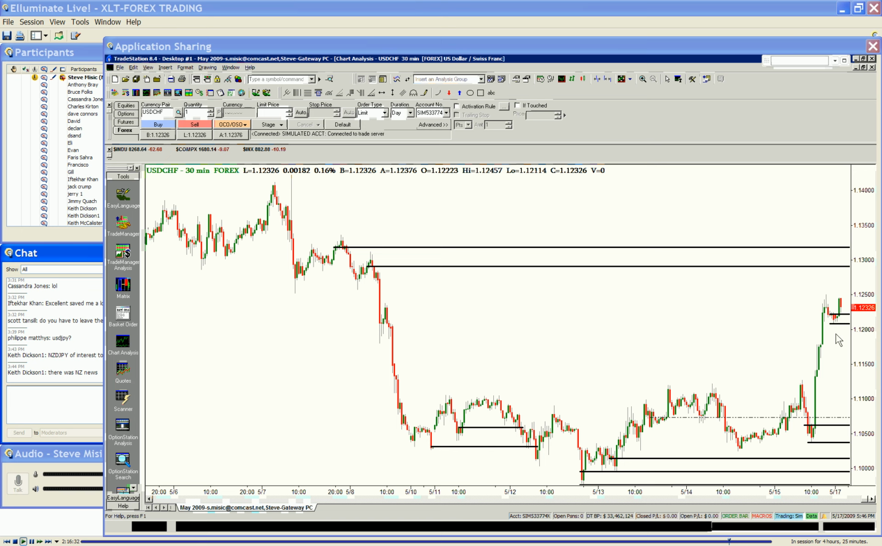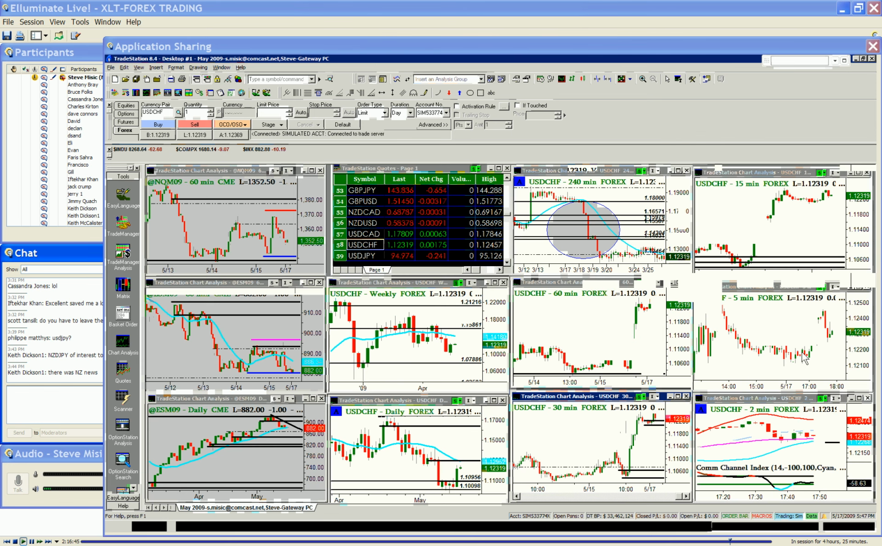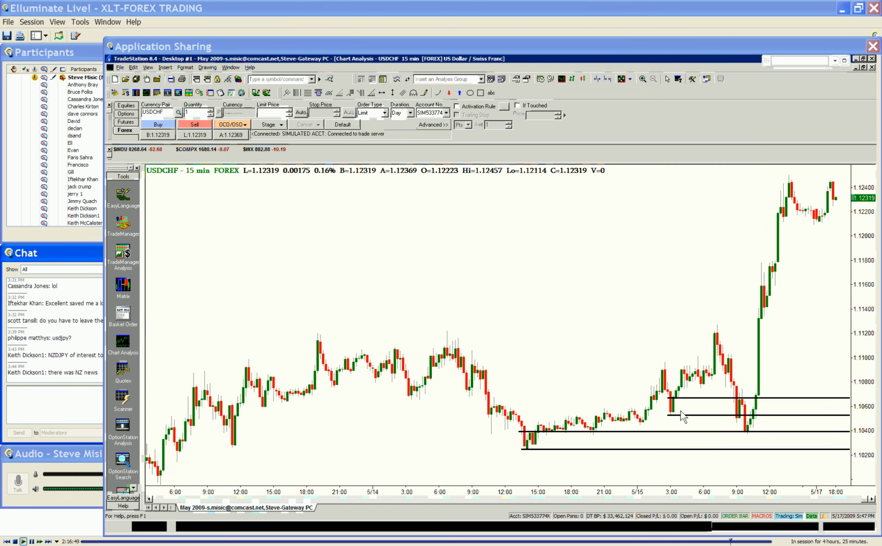Okay. So what happened here? Why did we have that big dollar move? Well, we had the Swiss franc again. They did some kind of intervention move in the currency last week. Quantitative easing, I believe, is what they call it.